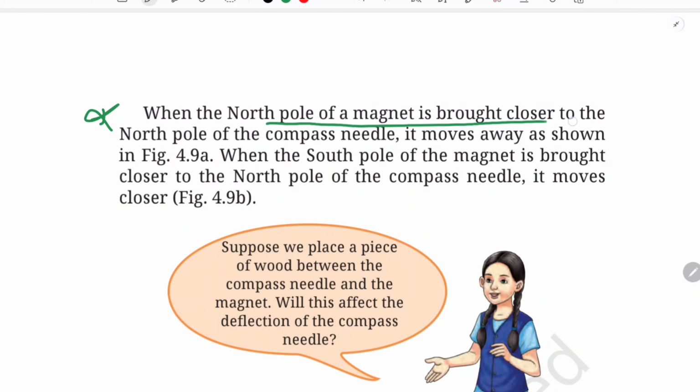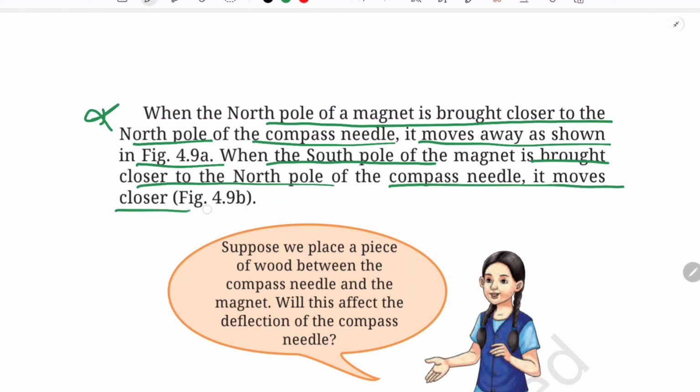When the north pole of a magnet is brought closer to the north pole of the compass needle, it moves away, as shown in figure 4.9a, as I have already shown you, isn't it? And I hope this is already clear. And when the south pole of the magnet is brought closer to the north pole of the compass needle, what happens? It moves closer. So that is what we have just observed, isn't it?